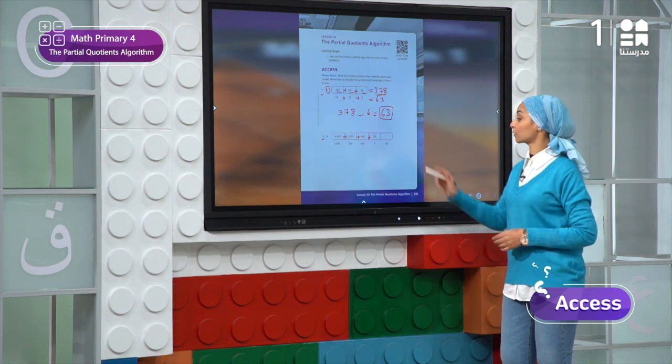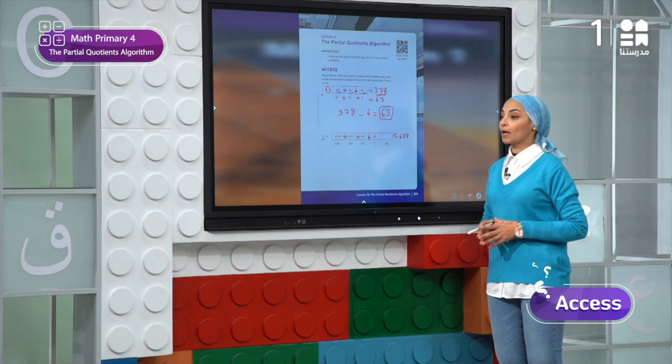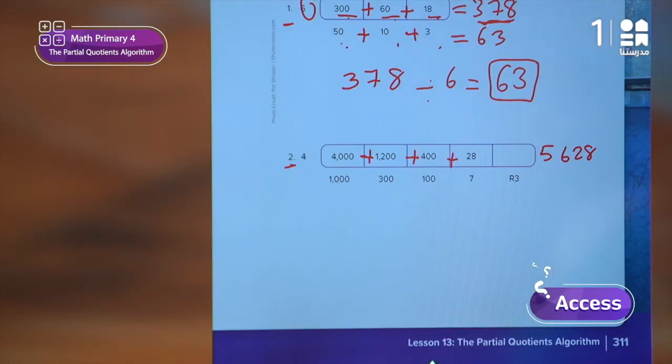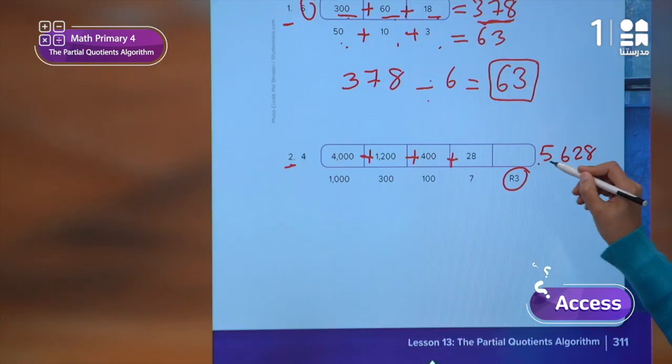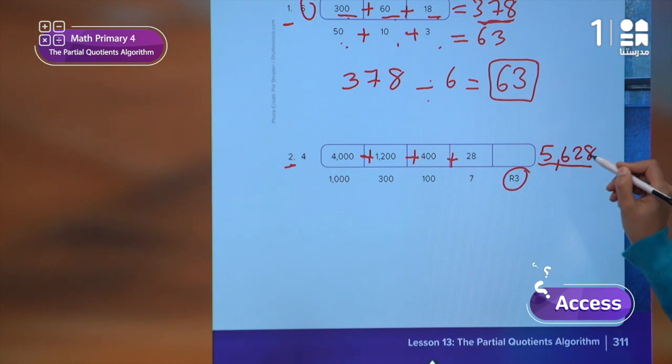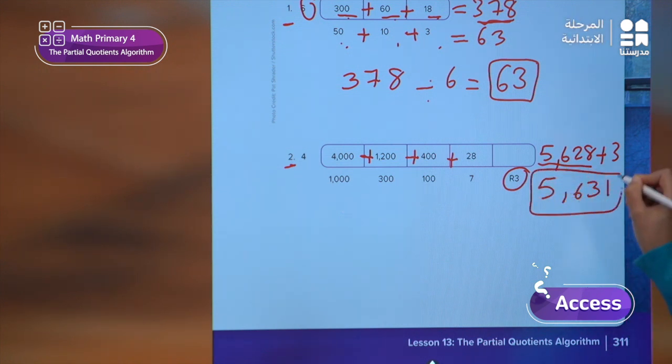The answer will be 5,628. But take care, there is a remainder here. I have a remainder of 3. So what should I do? I must add this remainder to the dividend. Okay? So I will do 5,628 plus the 3, which is the remainder. So the answer will be 5,631. Don't forget to add the remainder to the dividend.